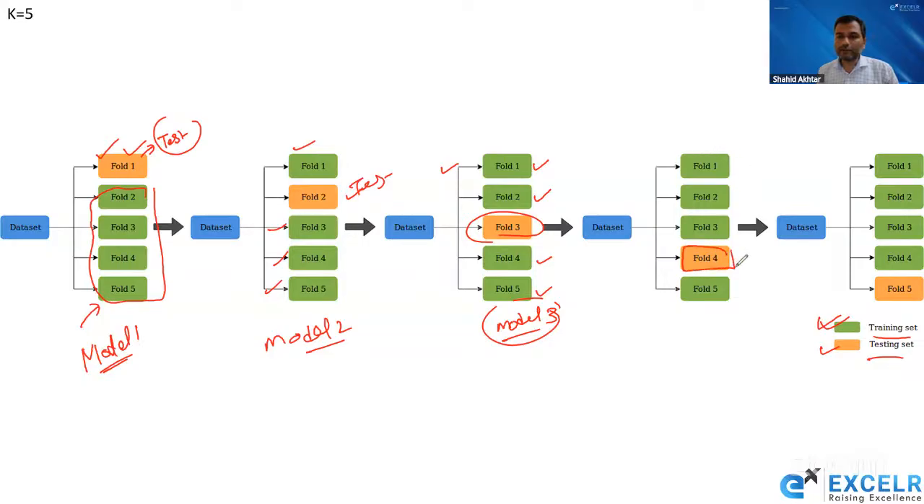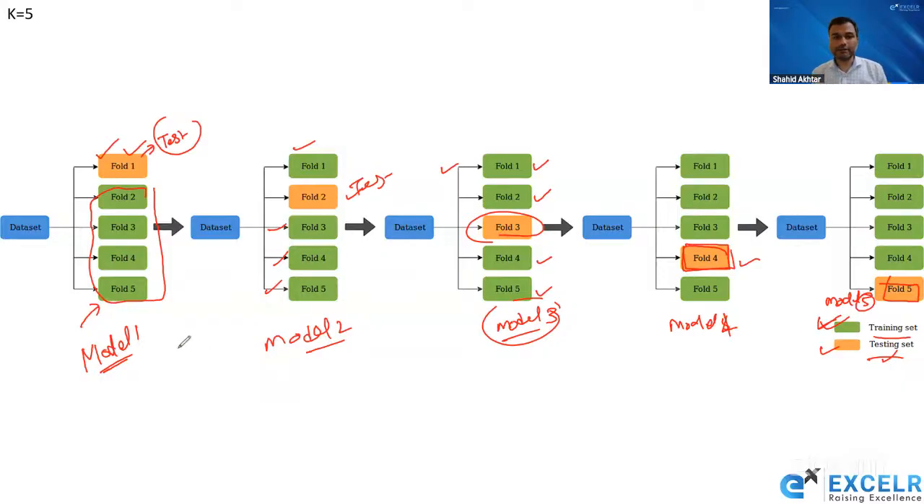Now fold 4 will be used for testing, and the rest of the folds will be used for training. Sorry, I made a mistake. Fold 1, fold 2, fold 3, and fold 5 will be used for the training, and fold 4 will be used for the test. This way you will get another model. And now fold 5 is used for the testing, and folds 1 to 4 will be used for training. So as many folds as there will be, that many models you will get.